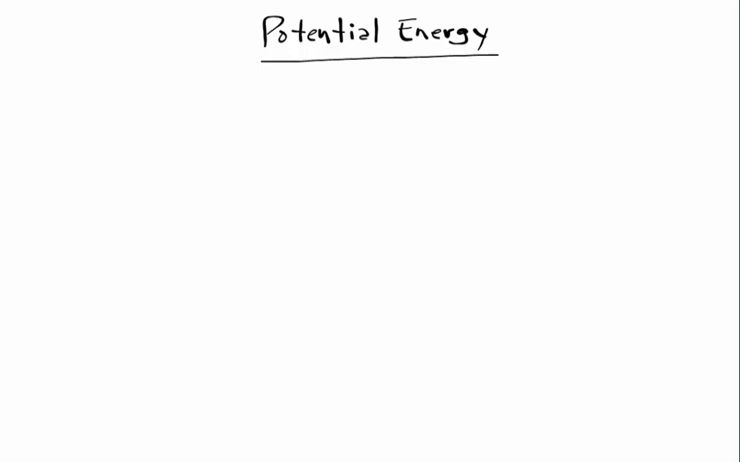In the conceptual video, we learned that potential energy is stored energy. It's the energy that an object has due to its position. In our class for this semester, we're going to look at two forms of potential energy: gravitational potential energy and elastic potential energy.